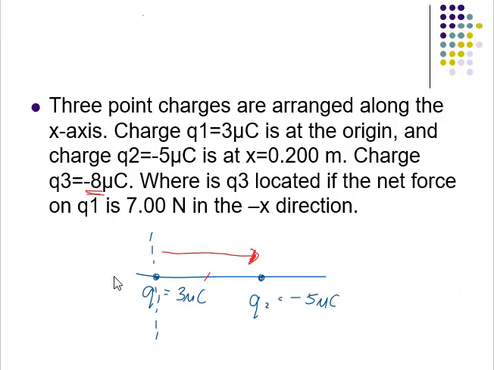Then we can expect that Q3 is at this point or at the left. So that when Q3 is here and it's negative, the force exerted by Q3 will be to the left. But we will look for the distance. We now know that it's on the left side, but we don't know the distance. So we are to look for that distance since we now have the net force. So let's now have the equation.